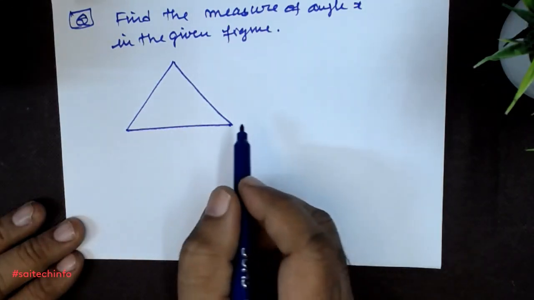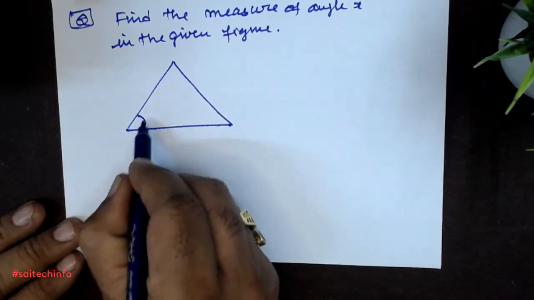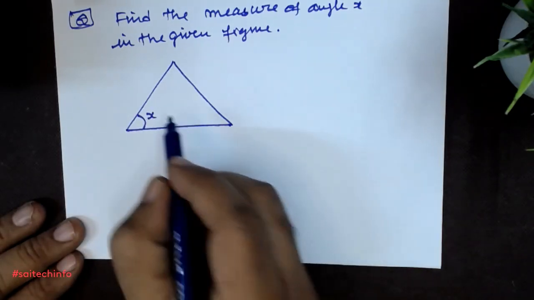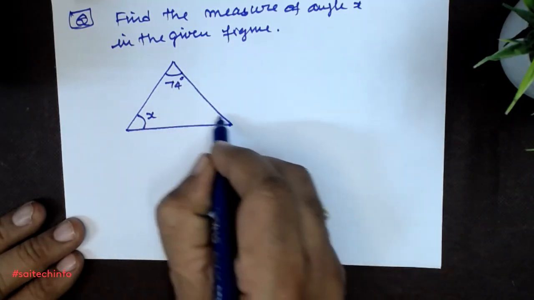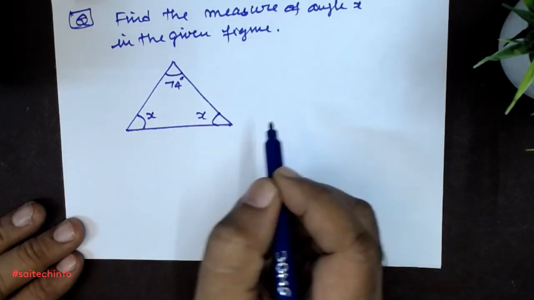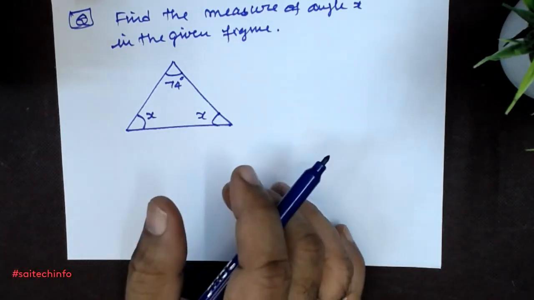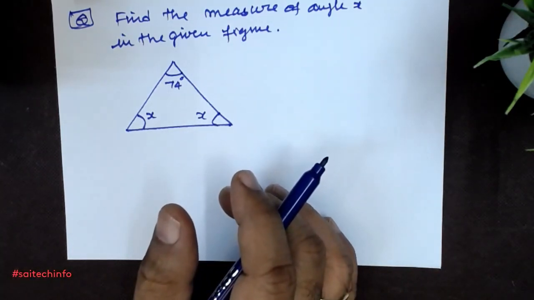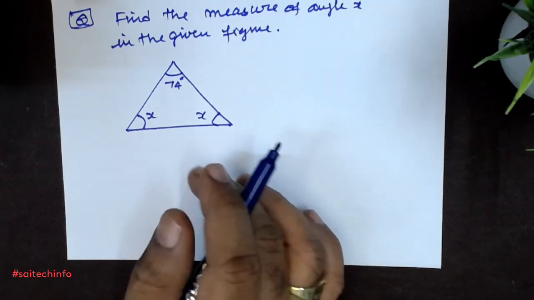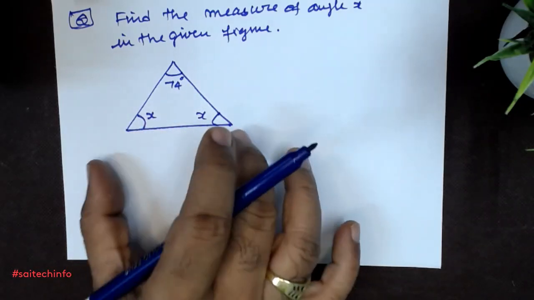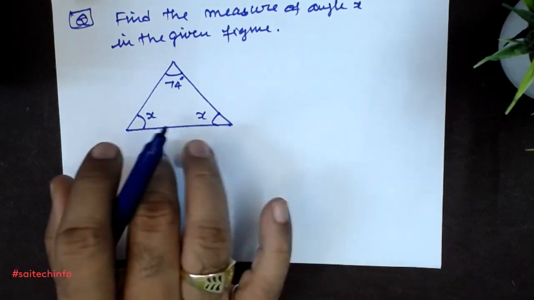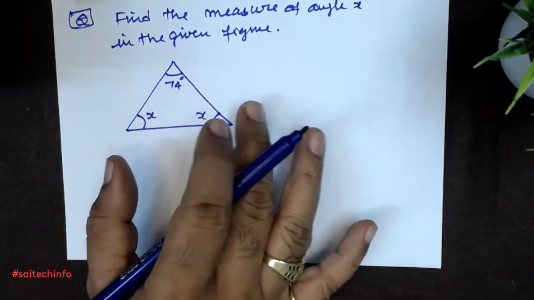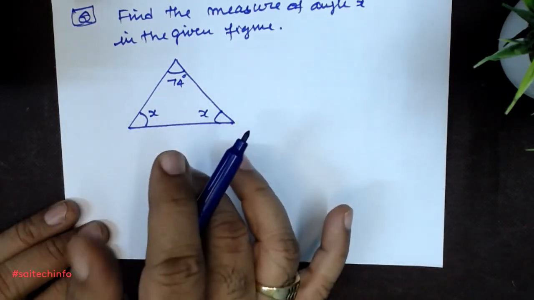So this is a triangle. This is x. This is 74 degrees. This is also x. When two angles in a triangle are equal, what do you call that triangle? Isosceles triangle. Opposite angles are equal, so opposite sides will also be equal. So it is an isosceles triangle.